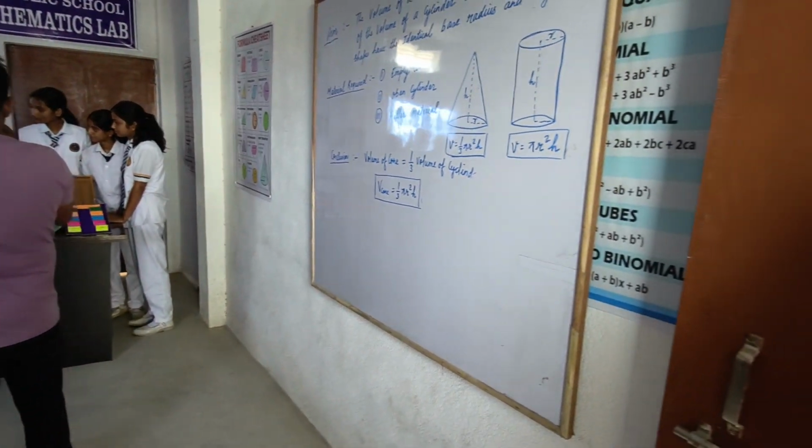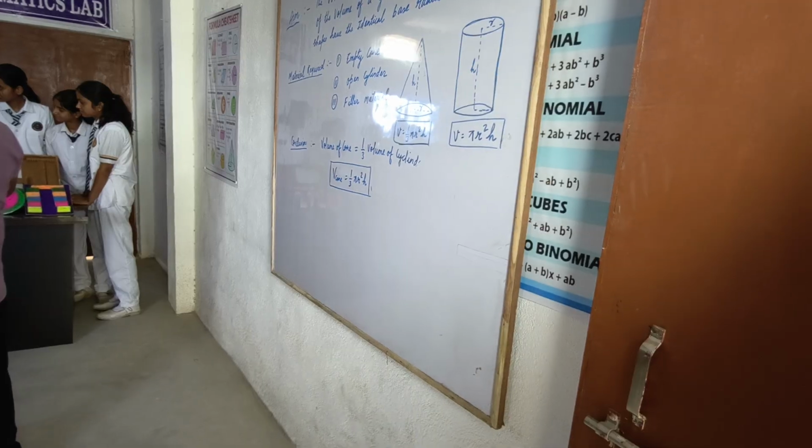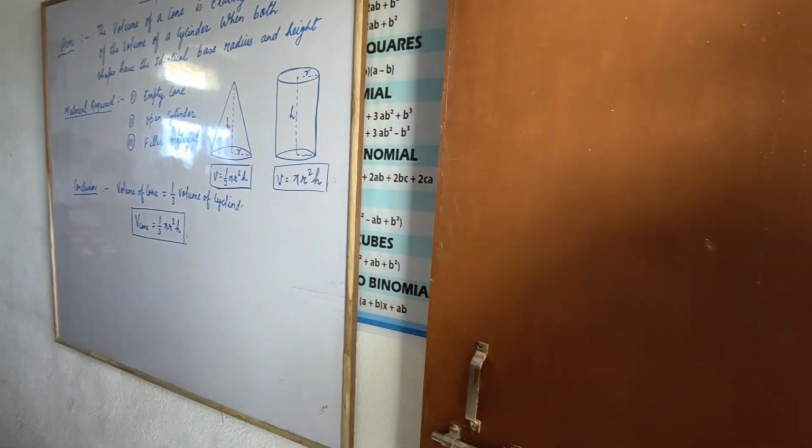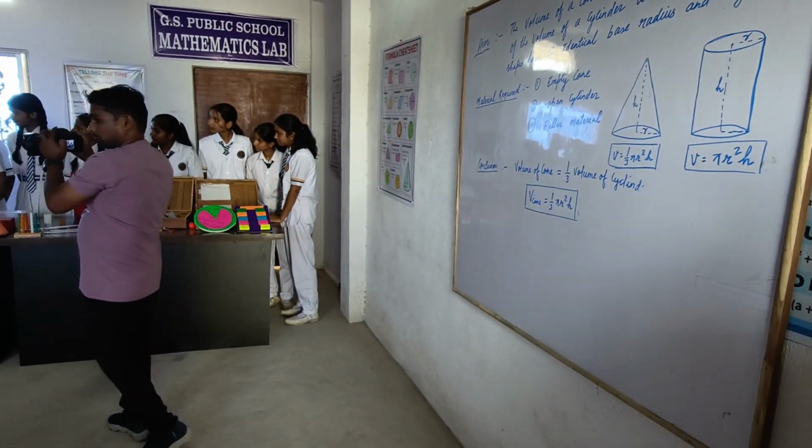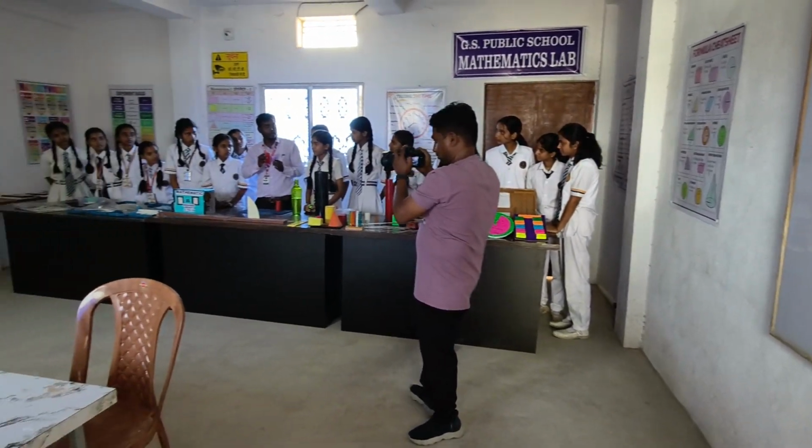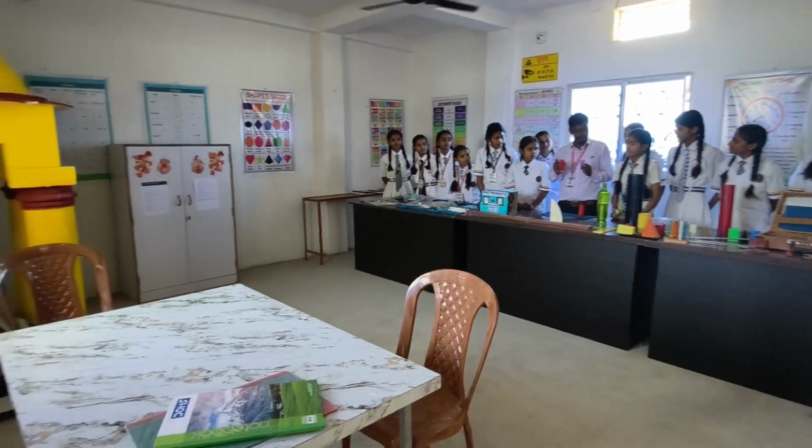What will we conclude about the volume of the cone? The volume of the cone is 1/3 of the volume of the cylinder. In other words, the volume of the cylinder is 3 times the volume of the cone. This is the value.